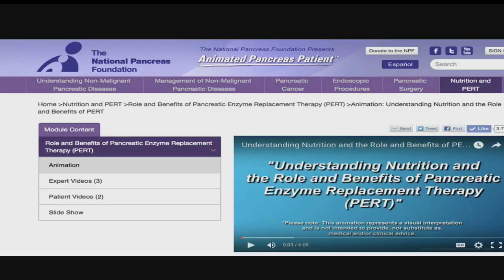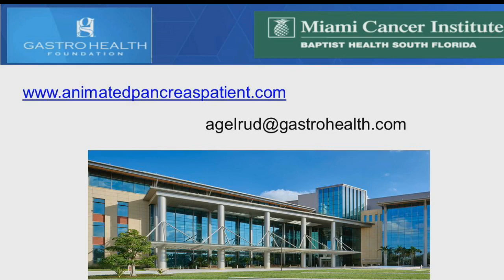And just as a last slide, take advantage of this website from the National Pancreas Foundation. This is completely free. You can log in here. We have videos that teach patients, medical care providers, and family members how to take these enzymes in a cartoon. And this is actually something that I have found to be extremely helpful for our patient population.